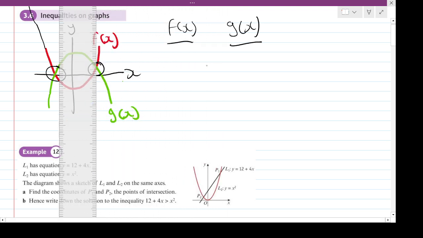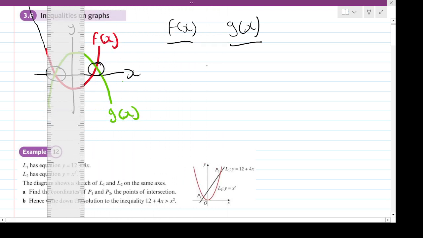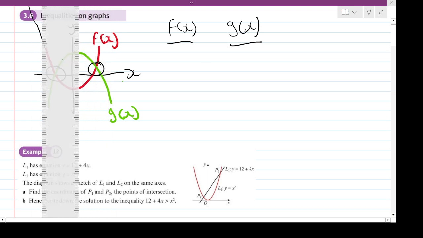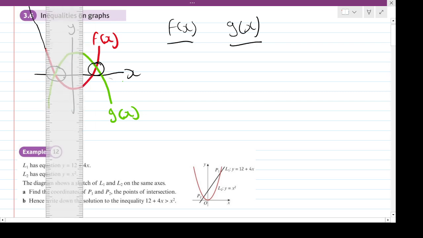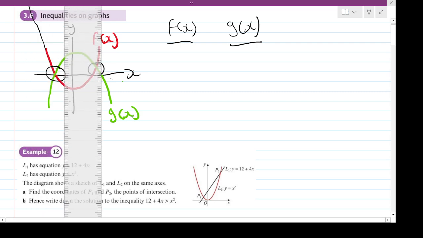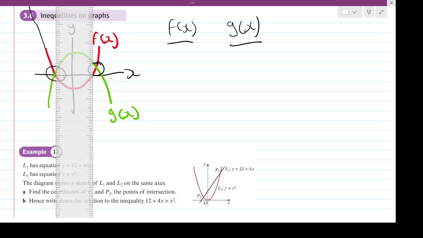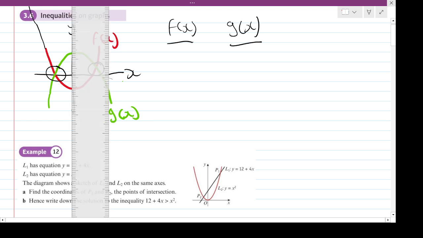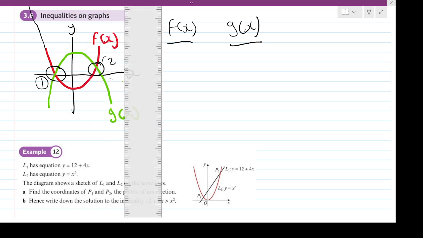But what I want to look at is how the distance or the position of the two different functions compare. So what do I mean by that? Well, what happens before they first cross over at this point here, the first point I've circled. I'm going to call that point one. I'm going to call this point two.